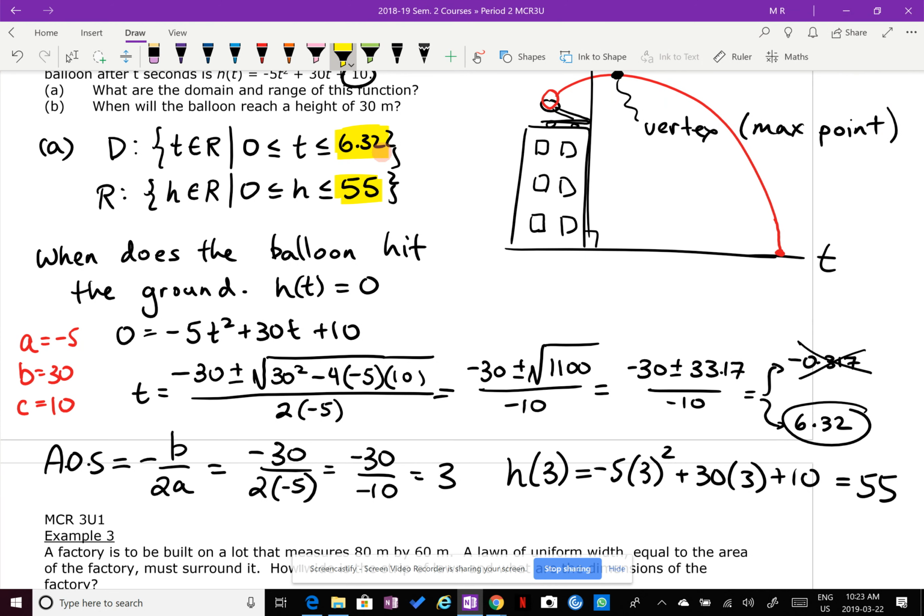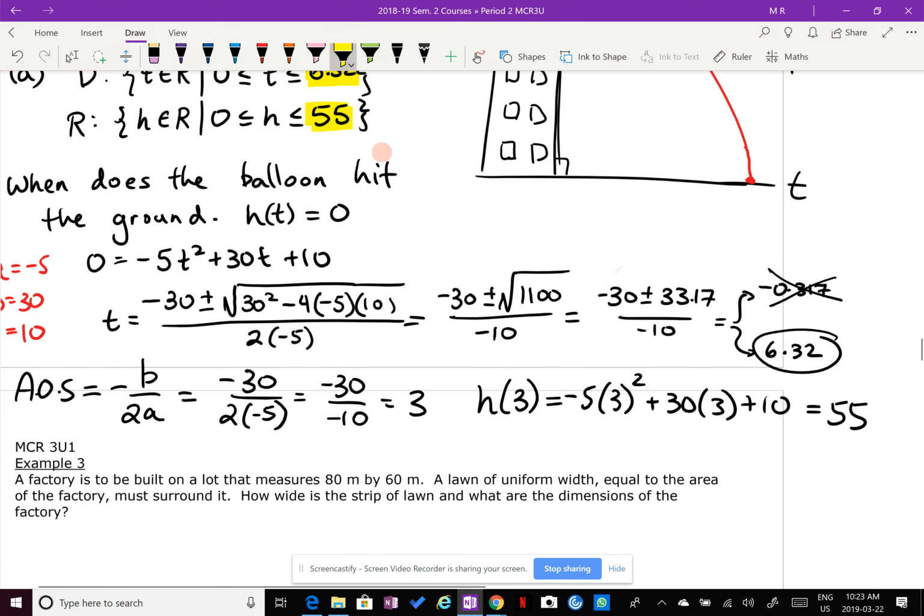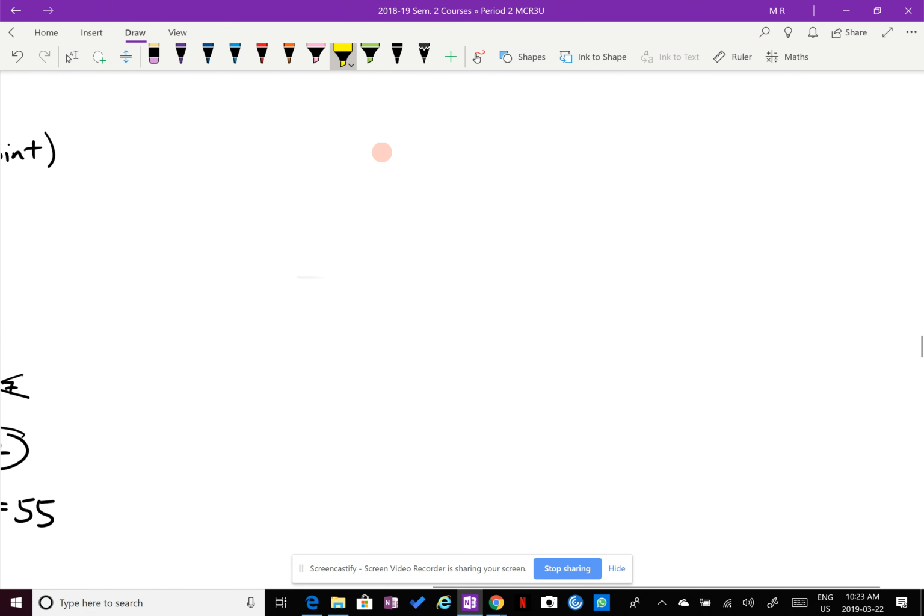Part B, when will the balloon reach a height of 30 meters? Okay, so I had room yesterday here on this page. I think I wrote a little bit too big. So I'm going to just go into my blank space here.